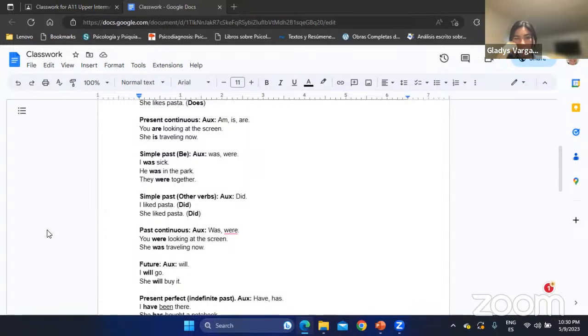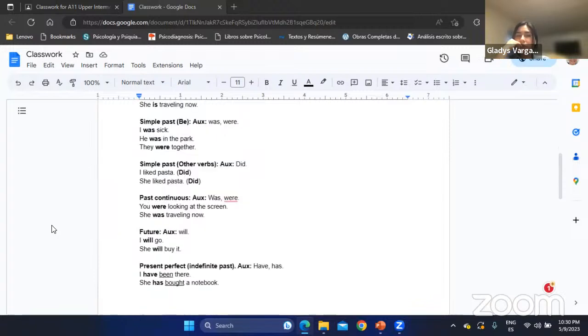Simple past, the verb to be, the auxiliary, wait, is that the verb to be? Yeah. Simple past, the verb to be, auxiliary was, were. I was sick, he was in the park, they worked together. Simple past, other verbs. The auxiliary did. I like pasta, did, and she liked pasta, did. And past continuous, auxiliary was, were.